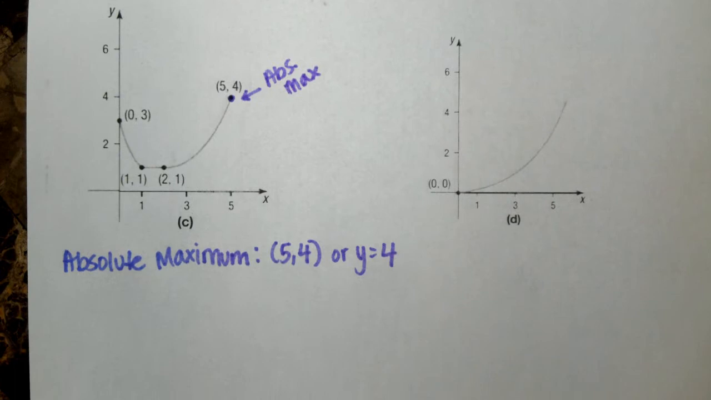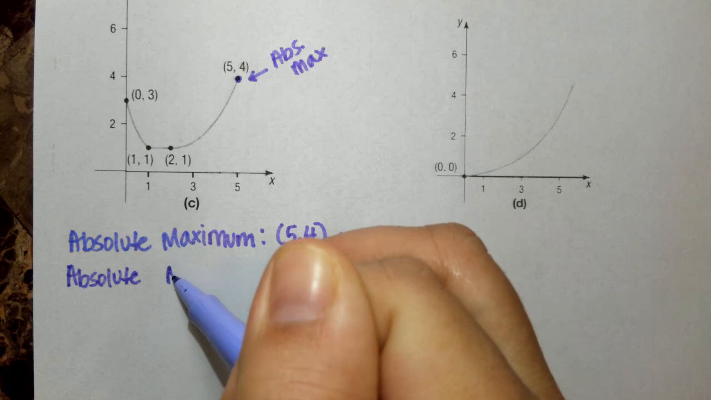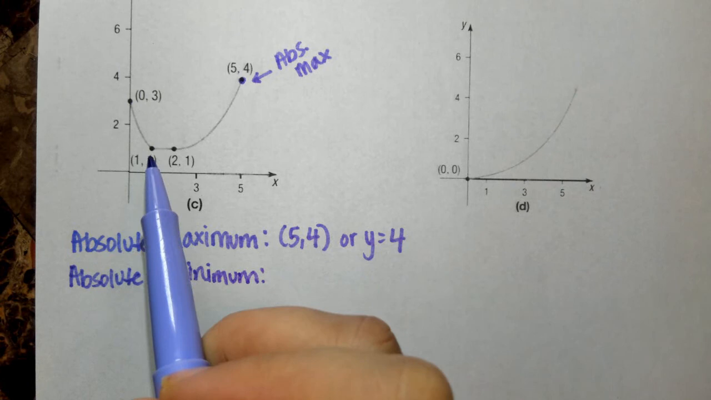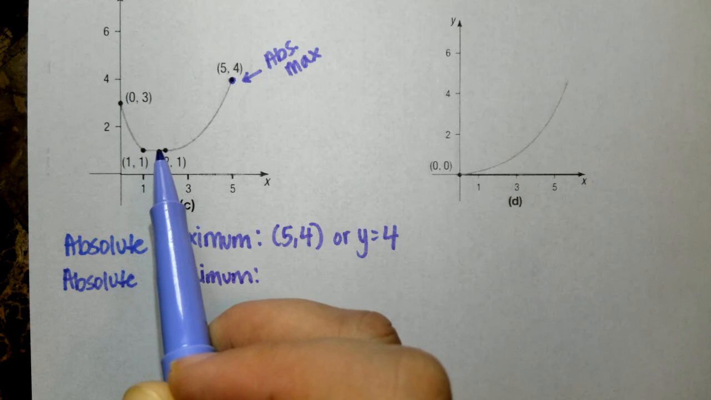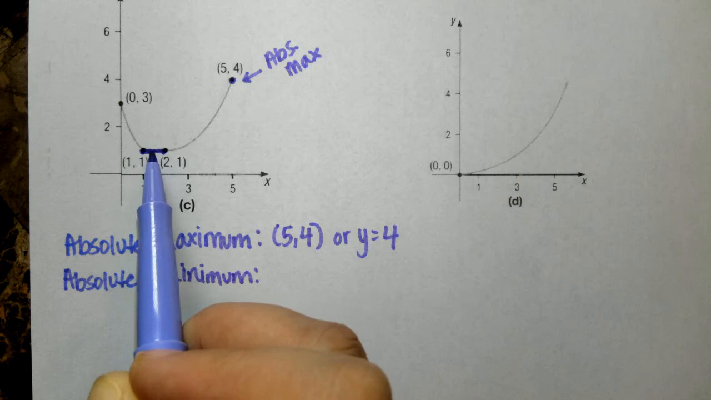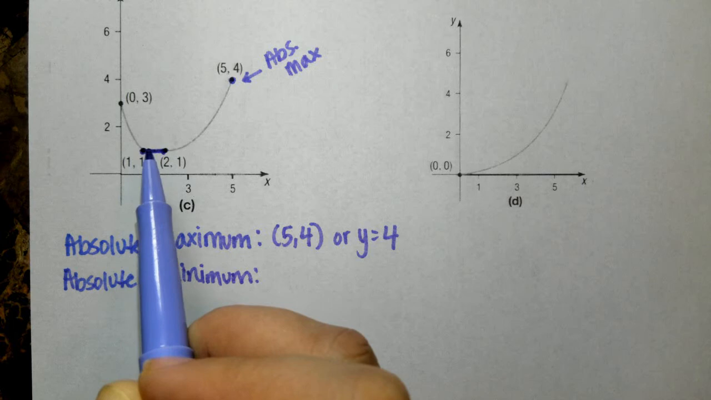The absolute minimum is the absolute lowest that the graph goes. Now, this one is tricky because if you look here, we have 1, 1, that's a low point. We also have 2, 1. This is actually a straight line. It's not even curvaceous, it's just completely straight. Both of these are the lowest points. And actually, every point in between is the lowest point. So they're both equally just as low as the other one. They both have a y value of 1.